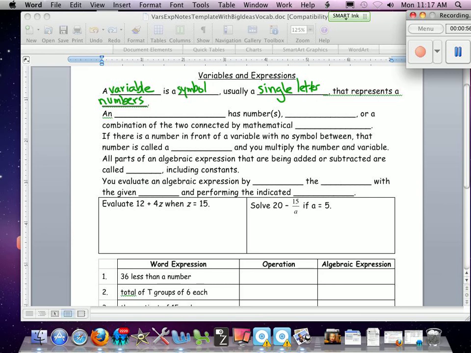And they're case sensitive, especially in geometry. A lowercase a means the length of side a, versus an uppercase A means the area of a polygon that you're dealing with. So variables are case sensitive as well. The next thing to note is what an algebraic expression is.